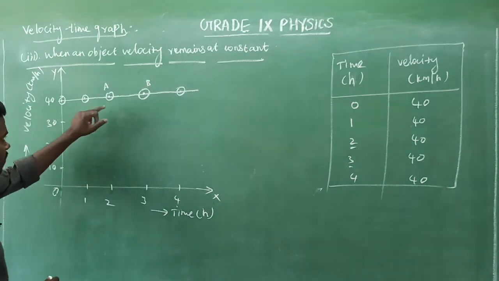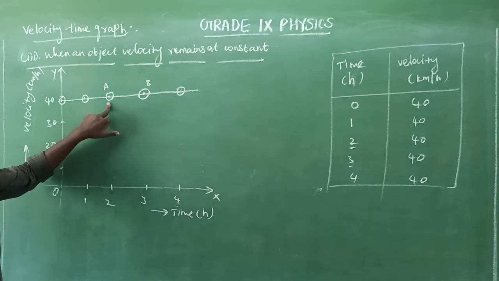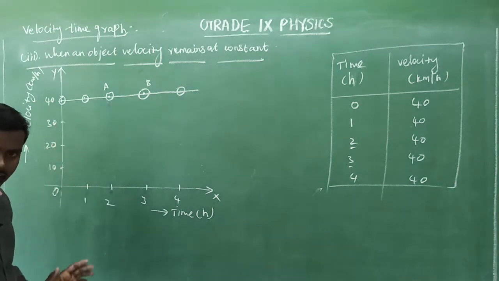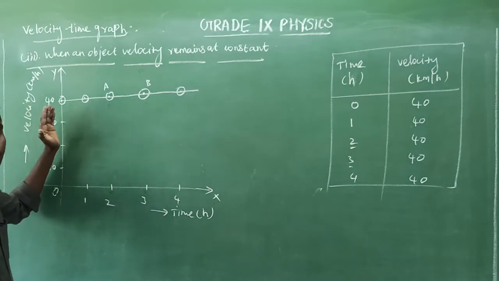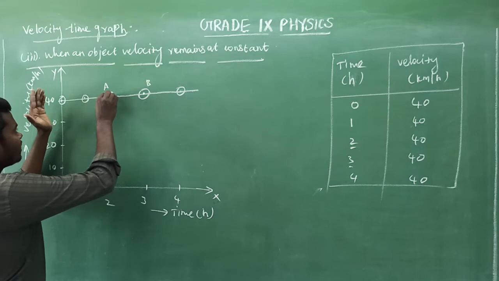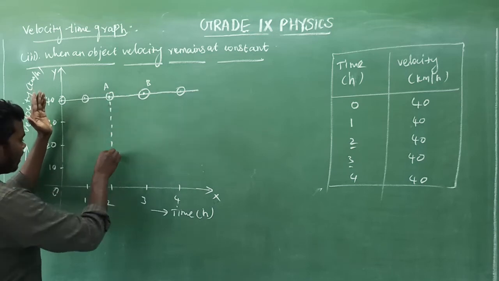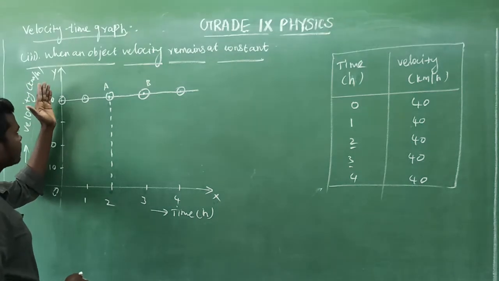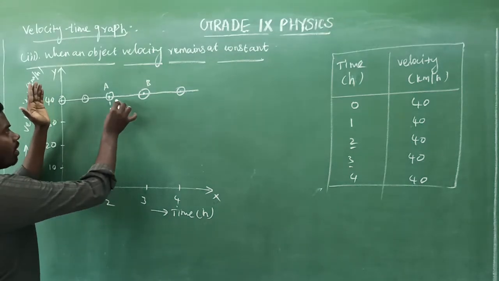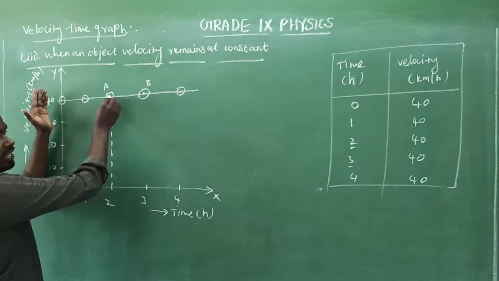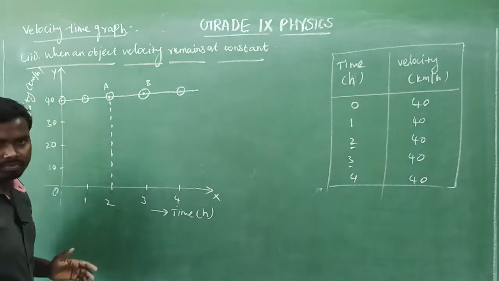From the point A, note this point, draw a line which is parallel to the y-axis. This is the y-axis, draw a line from the point A parallel to the y-axis like this. Can you catch my point? Draw a line which is parallel to the y-axis from the point A here. We can get it like this, isn't it?